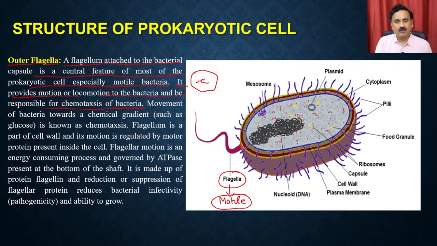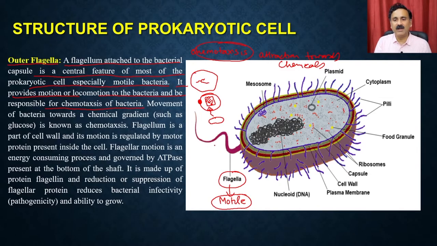chemotaxis of the bacteria. I'm sure you probably are not aware of this terminology, which is called chemotaxis. What is meant by chemotaxis? Chemotaxis means the attraction of an organism towards chemicals. For example, if there is a sugar crystal, right? Then the bacteria is actually going to move towards this sugar crystal because it is looking for that particular sugar crystal. It wants to eat that, right? So that directed motion of a bacteria towards a particular chemical is known as chemotaxis.